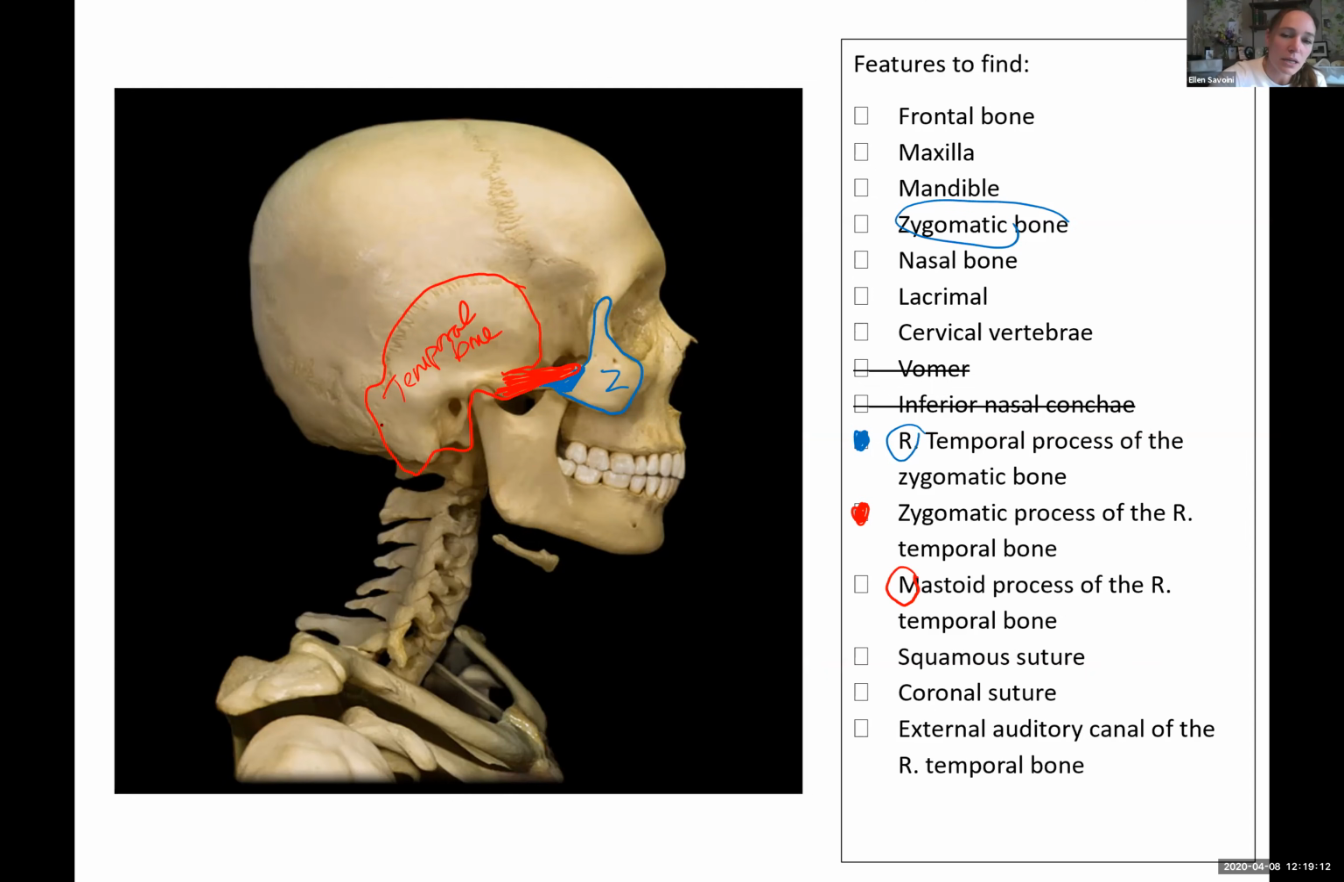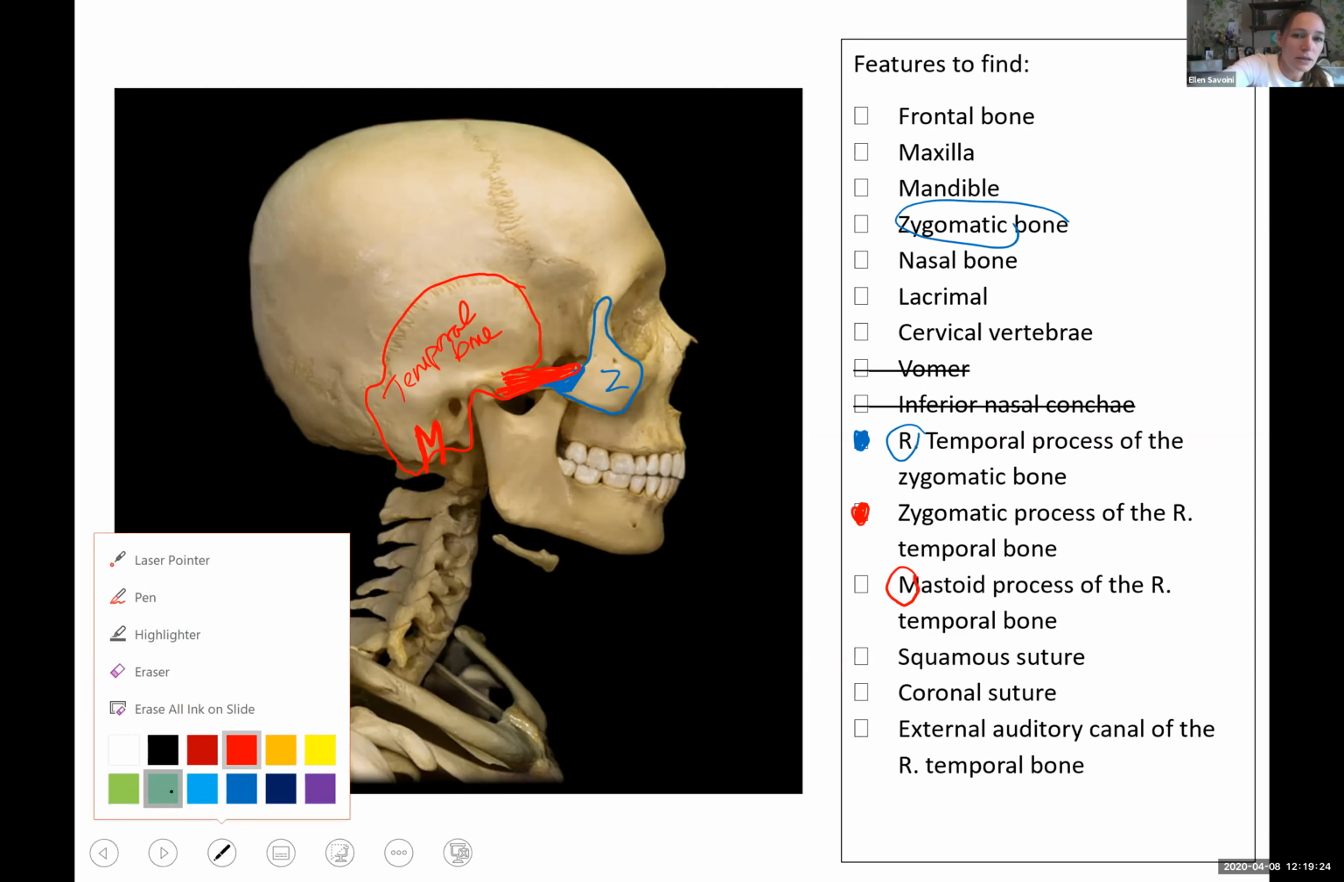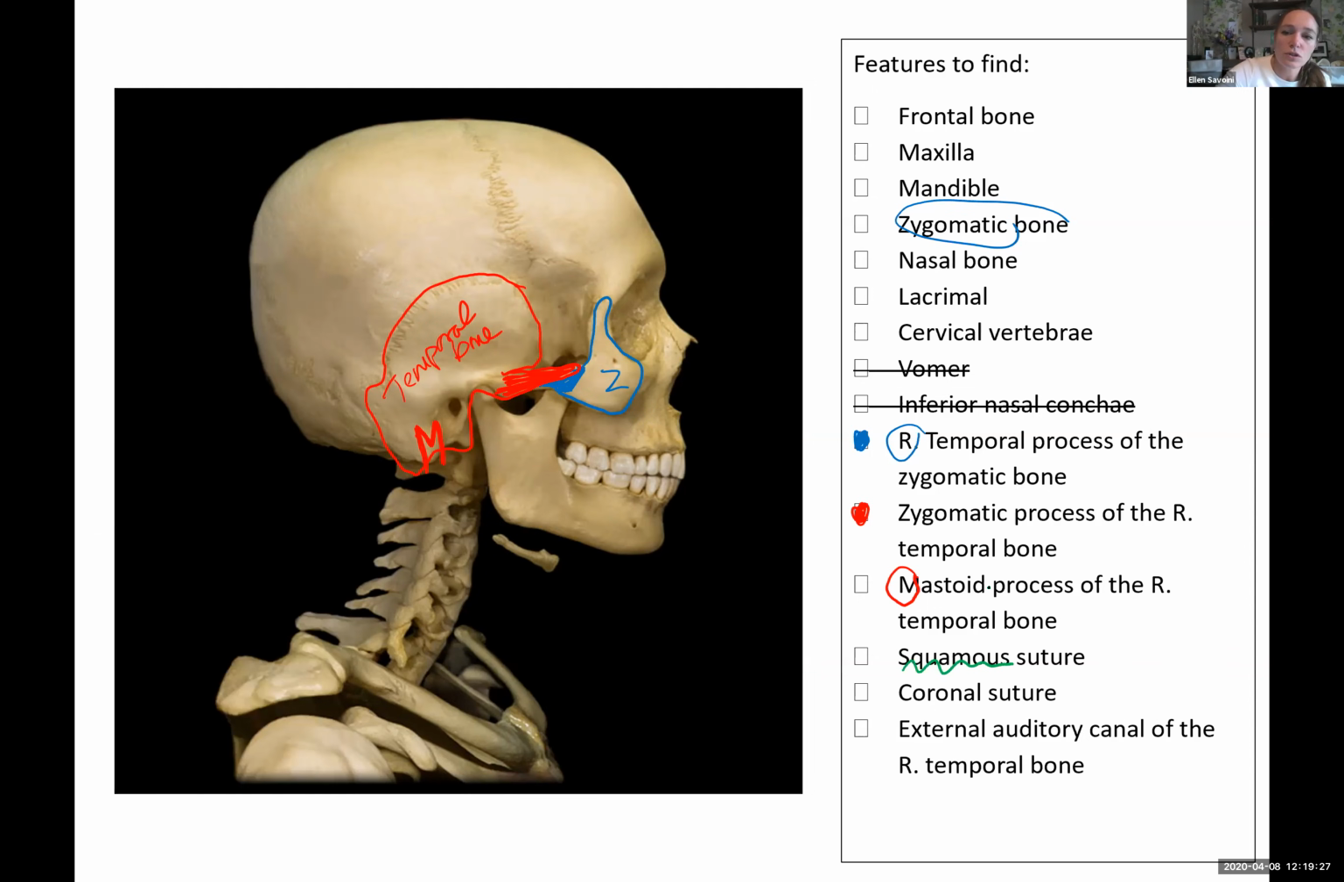Then we have our mastoid process. I'll circle the M here because this is our mastoid. I'll put a big M here. That's our mastoid process of the right temporal bone. We'll do green. Our squamous suture, I'll make it wiggly because this is the wiggly squamous suture there. Let me do this in purple. Our coronal suture, it's like a tiara, right up there. That's our coronal suture. And then our external auditory canal of the right temporal bone. I'm just going to do a circle because that's what this is right here. You can see that's where we're going to hear into.